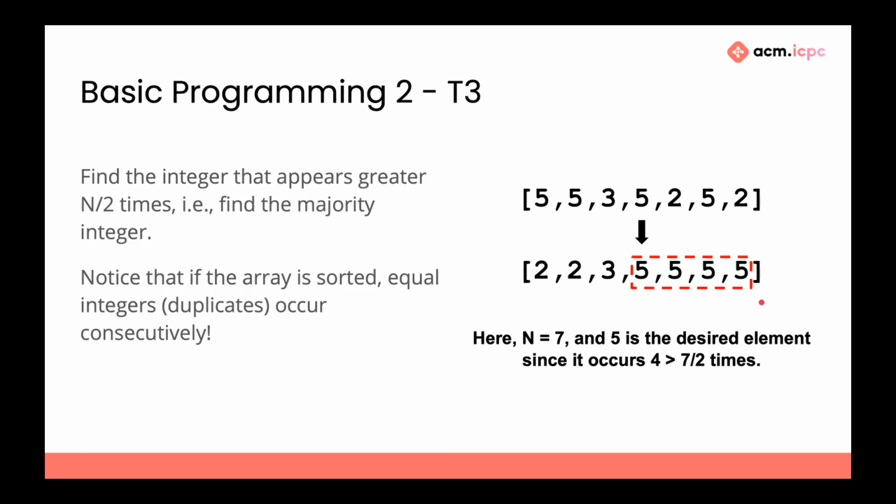So again, notice that if the array is sorted, equal integers or duplicates occur together. So once you sort this array, you're going to get 2, 2, 3, and 4 5s. Now at this point, you can simply traverse through the array and look for an element that has a frequency greater than n over 2. And it's easy to do this frequency because these elements occur together. So as soon as you see one, you can start counting. And as soon as you get a count that is greater than n over 2, you know that you've found the majority element.